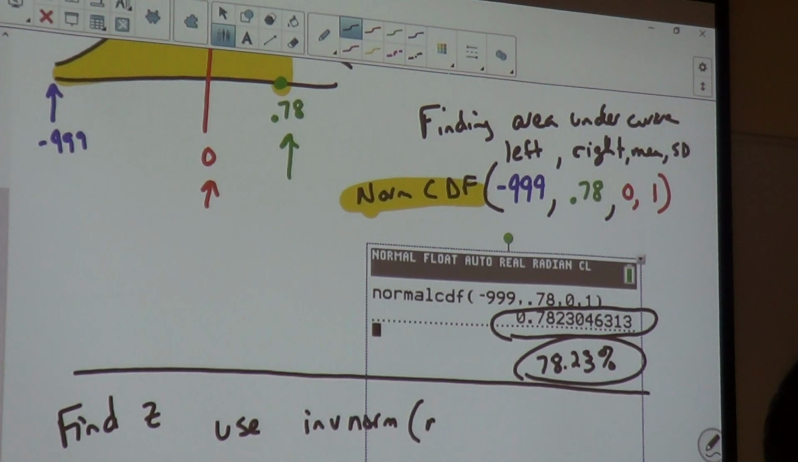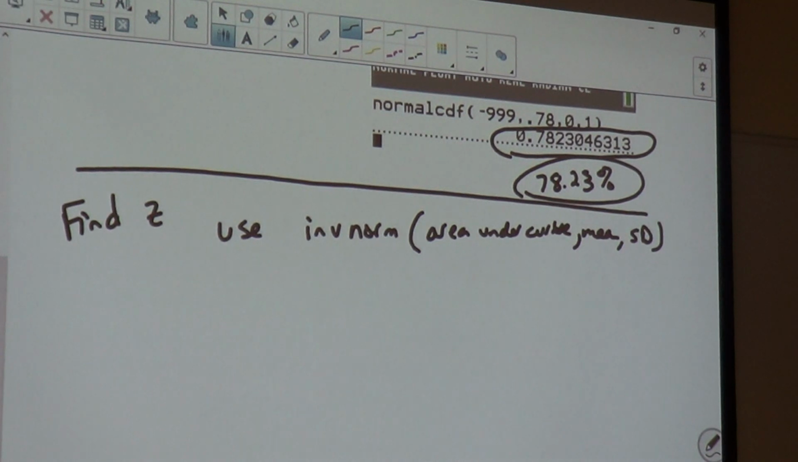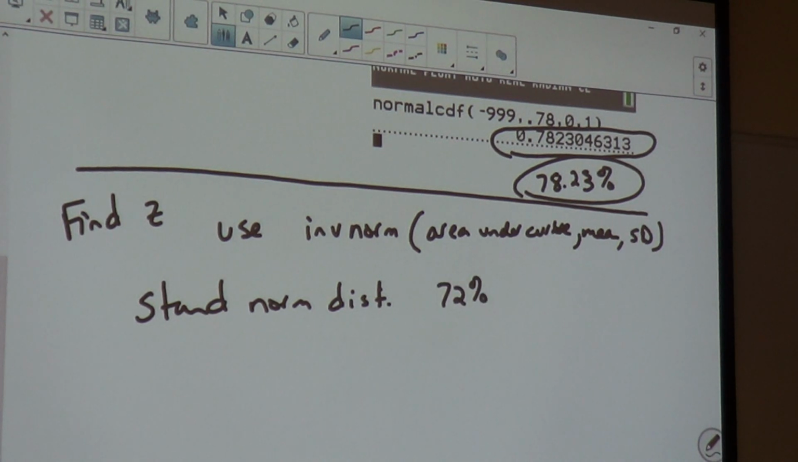And for inverse norm, you're going to do the area under the curve, comma, the mean, comma, the standard deviation. So let me give you an example of that. It's going to say something like we have a standard normal distribution. There is 72% under the curve. Find the Z-score.